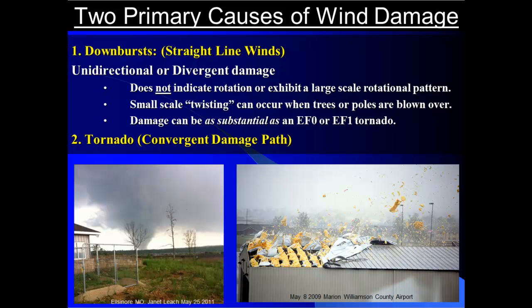Also with downbursts, you can have small-scale twisting that can occur when the wind goes around different parts of buildings or trees or how it hits certain objects. You can create these little eddies and create this little twisting. That does not mean it's a tornado. Lastly, damage from a downburst can be as substantial as a low-end tornado. There have been downbursts that have produced winds in excess of 100 miles an hour, and it was not associated with a tornado at all.